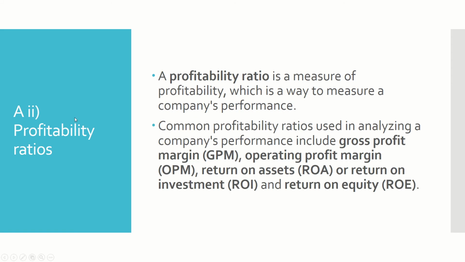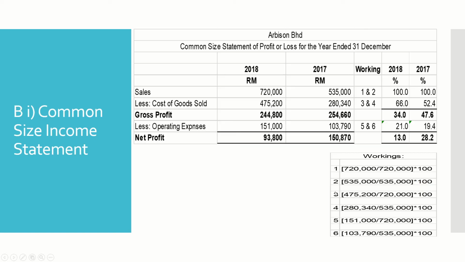2. Profitability ratio. It is a measure of profitability, which is a way to measure company performance. Common profitability ratios are gross profit margin, operating profit margin, return on asset or return on investment, and return on equity.